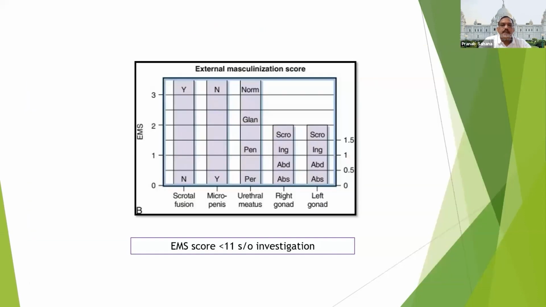When we examine a case of DSD, particularly when we suspect 46XY DSD, there is a score that can help determine whether the patient really has a problem. There are four points: scrotal fusion, micropenis, urethral meatus, and presence of gonads. Accordingly, the EMS score, that is the external masculinization score, is calculated. The total score is 12, and if the score is less than 11, the patient should be investigated for DSD.